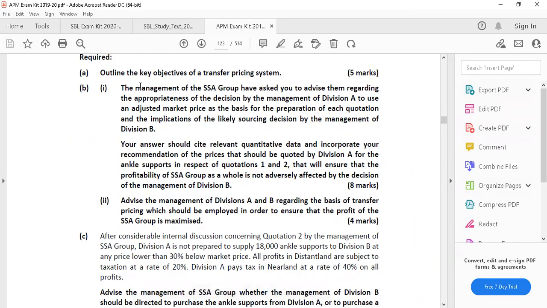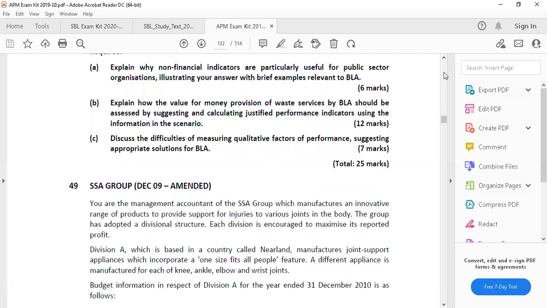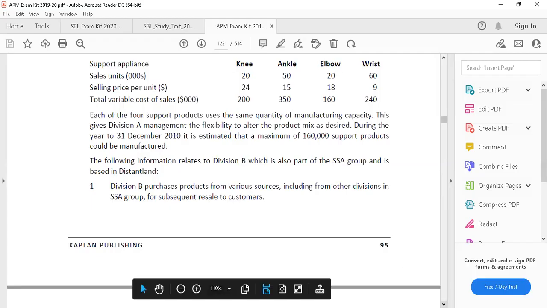Then we have, did I do this case in your class? SSA group. This one. These are products. Do you remember? I don't think so. No, ma'am.